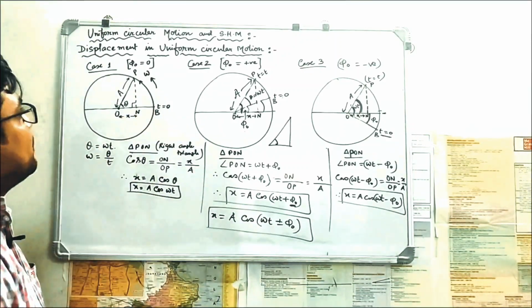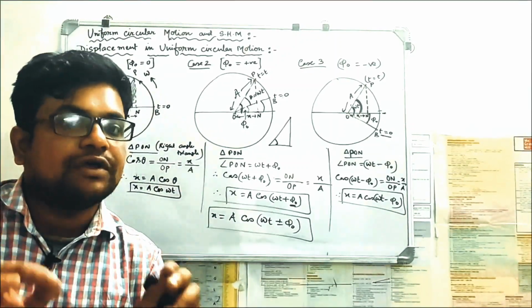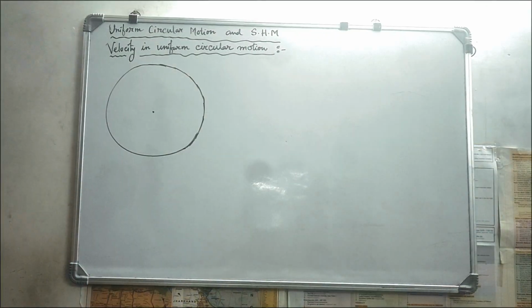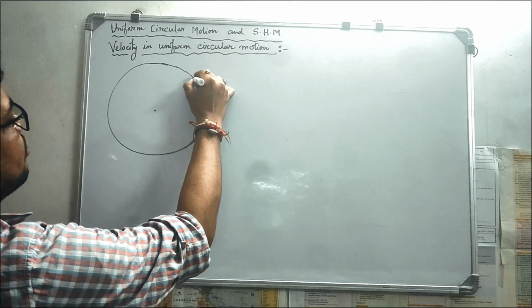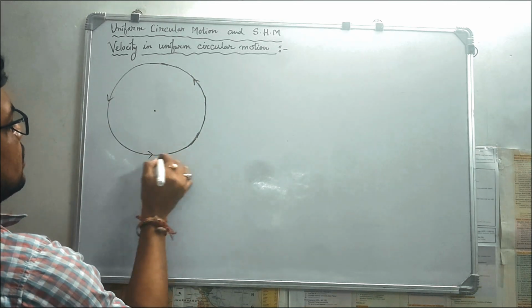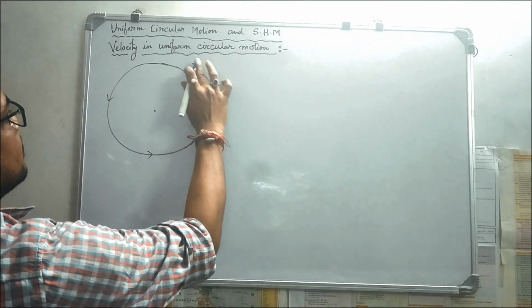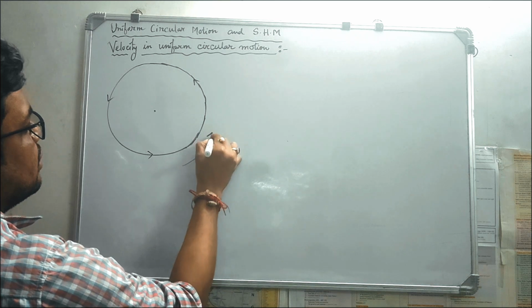Now we will do the next topic, that is the velocity in uniform circular motion. Look how to calculate the velocity in uniform circular motion. So in this case you can see I have drawn a circle, and in this circular path the particle is moving anti-clockwise with an angular velocity omega. Let us assume the angular velocity is omega.